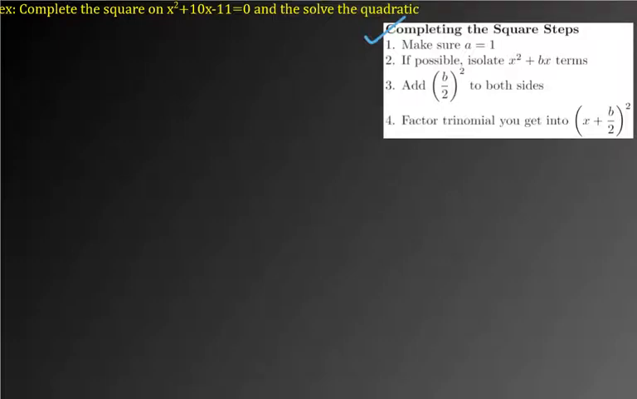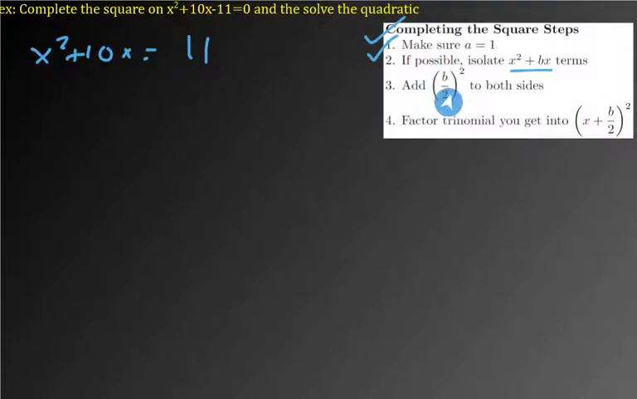And then if possible, I would isolate the x terms. So we complete the square only on the x terms. So I'm going to just move the 11 over, just add it over. That way your brain can just ignore the number and you can just focus on the part that you're going to complete the square with.